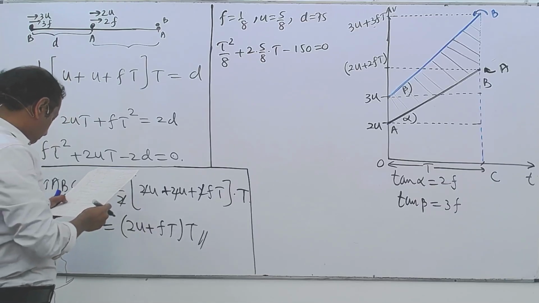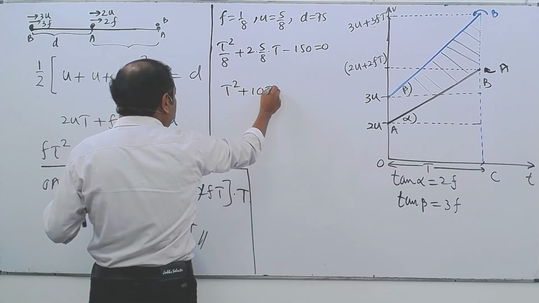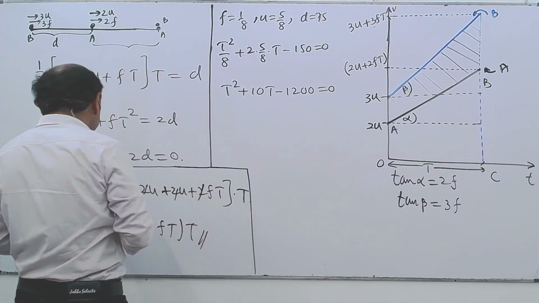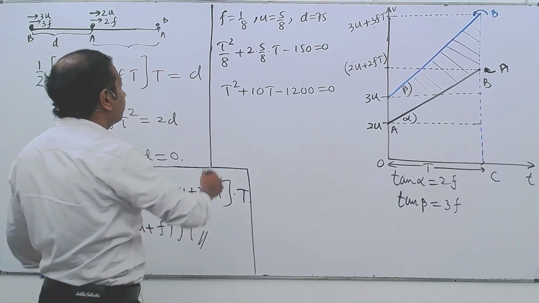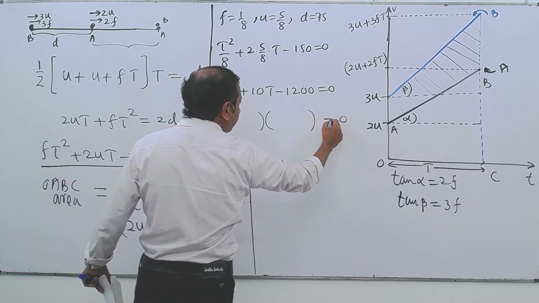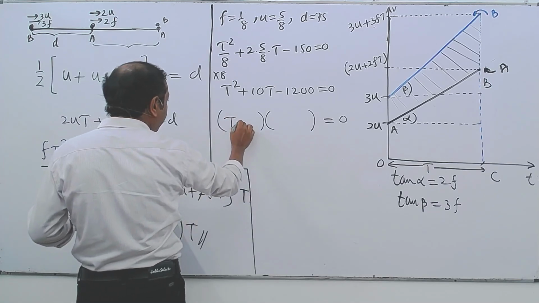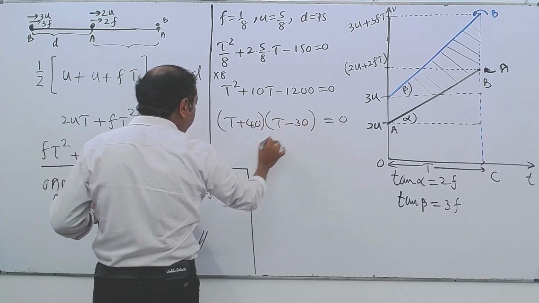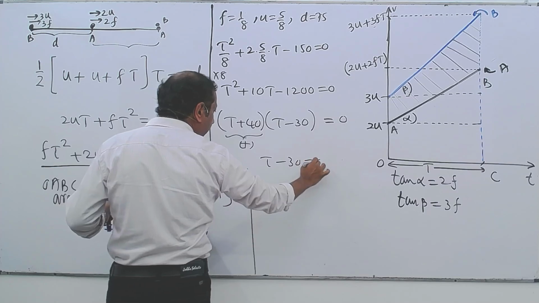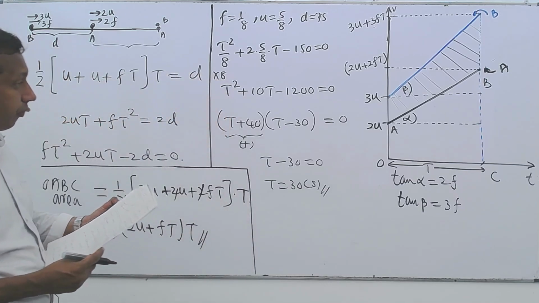Here we get the quadratic equation. Simplifying this, we get t squared plus 10t minus 1200 equals 0, multiplying throughout by 8. You can factorize this into two factors. It is t plus 40, t minus 30. This is positive because this is time. Then this into this is 0, so t minus 30 should be 0. T equals 30 seconds is the next answer.